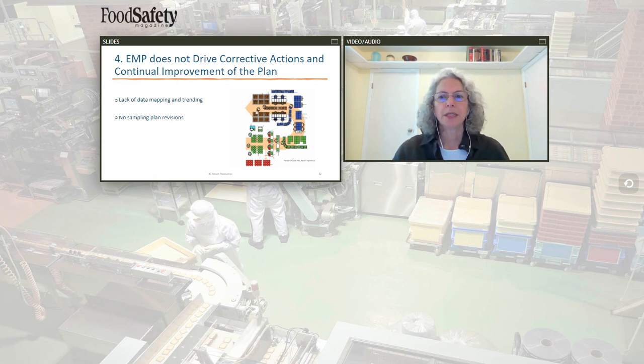The fourth area that I see is really around EMP programs that do not work effectively to drive corrective actions or continual improvement of the plan. And this has really revolved around lack of data mapping, lack of data trending, and having a very static plan, no sampling plan revisions.